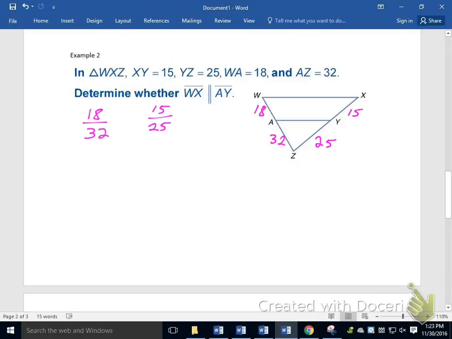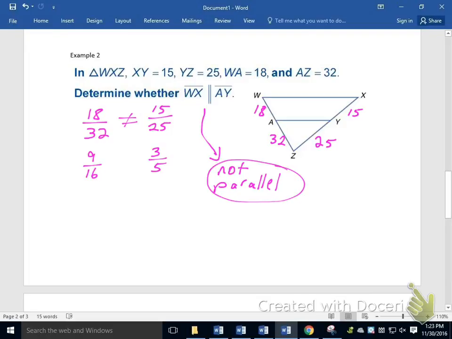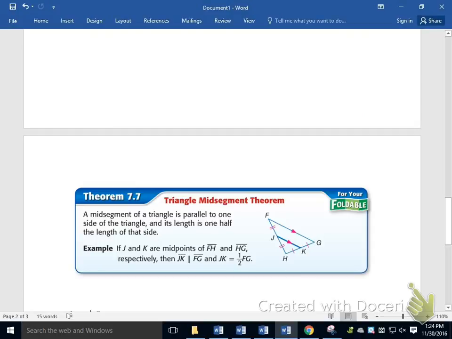For the 18 over 32, I know I can divide out a 4, no, excuse me. I can actually divide out a 2, so that's 9 over 16. For the 15 over 25, I can divide out a 5, so that's 3/5. Since these ratios did not match, I know that the lines are not parallel. If the ratios had matched, then they are parallel, and that's due to the similar triangles that would be going on. Now, looking at those last couple problems leads us right into what's called the triangle midsegment theorem.